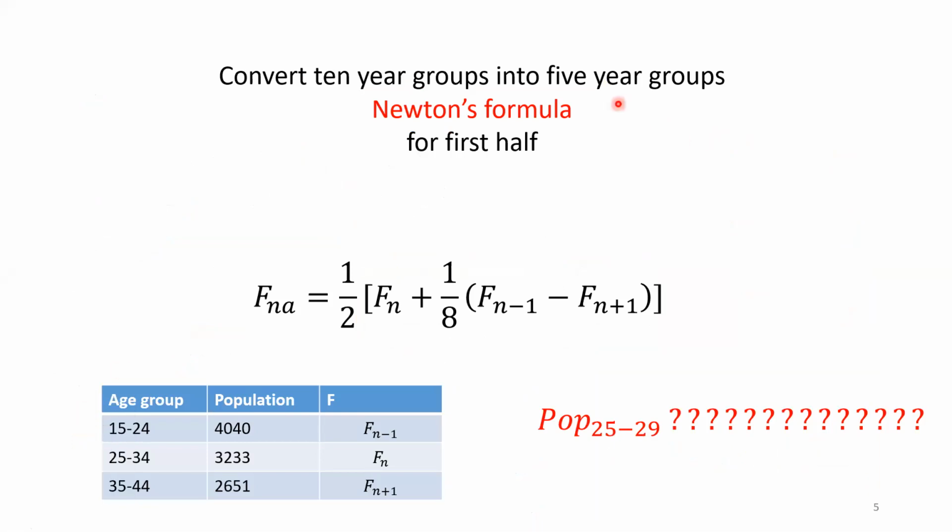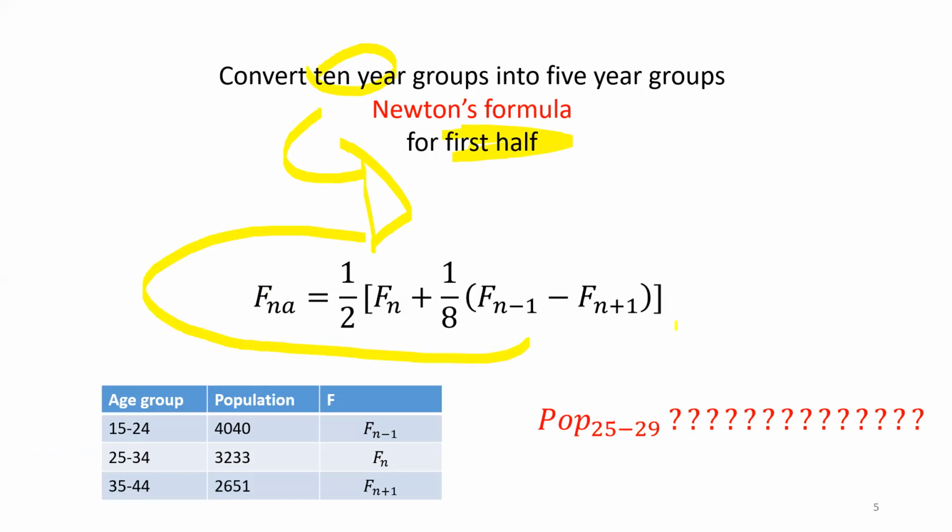We use Newton's formula to convert a 10-year age group into 5-year age groups. So this equation is for calculating the first half. Then don't forget about that. We use that equation to calculate the first half. During the 10-year age group, we can use this Newton formula to obtain the first half. Then this is the equation. This is the Newton's formula.